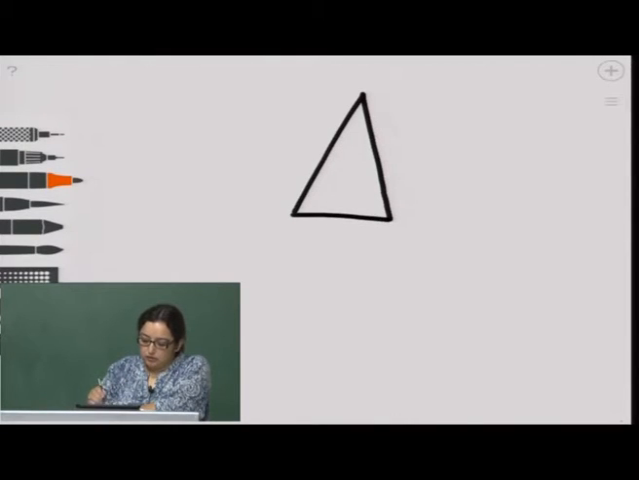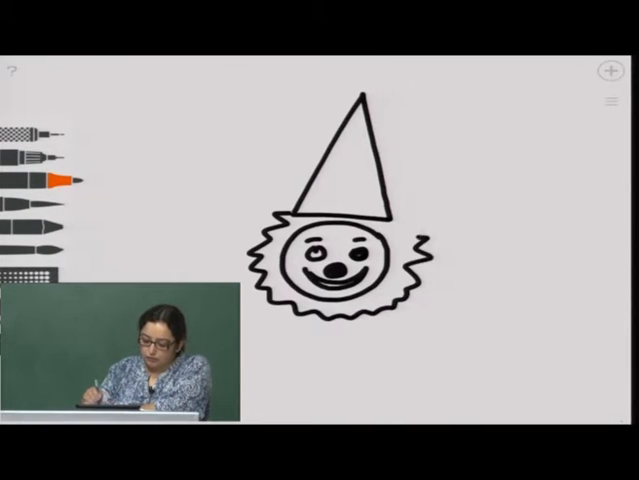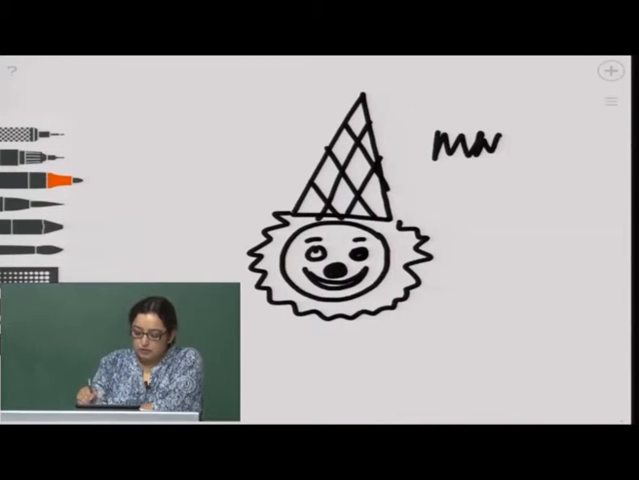A longer triangle, a circle, another circle, another circle, a larger circle, a crescent, a torus, will give us a different meaning to a form that is recognizable. It can be a mask for a clown.